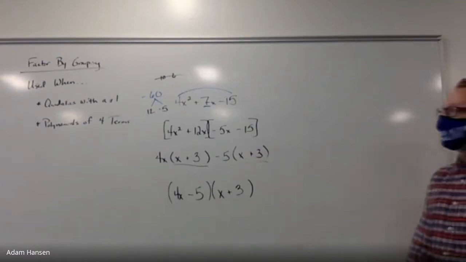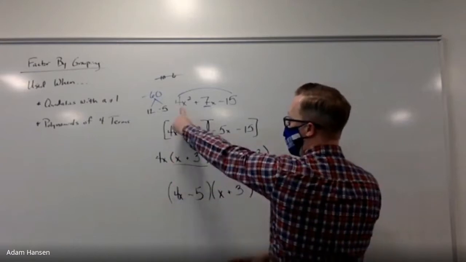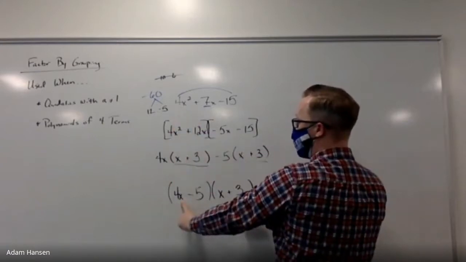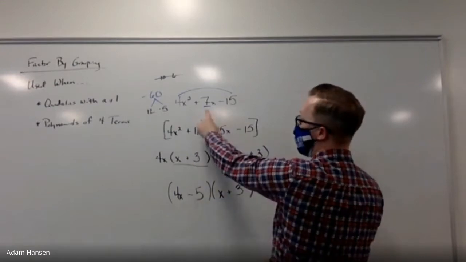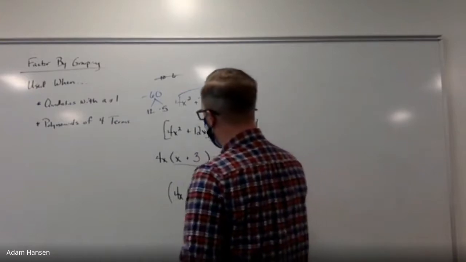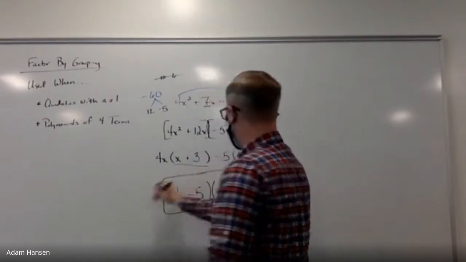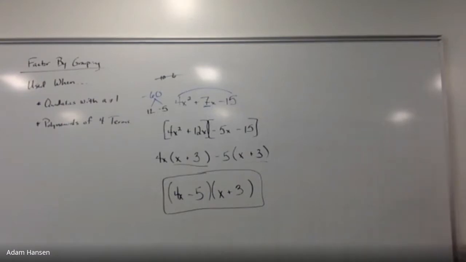Let's see if this multiplies back to what it needs to. 4x times x is 4x squared. 3 times 4x is 12x. Negative 5 times x is negative 5x. That makes 7x when I add them up. Negative 5 times 3 is negative 15. I multiply it back together, basically just undoing the factoring that I started with.